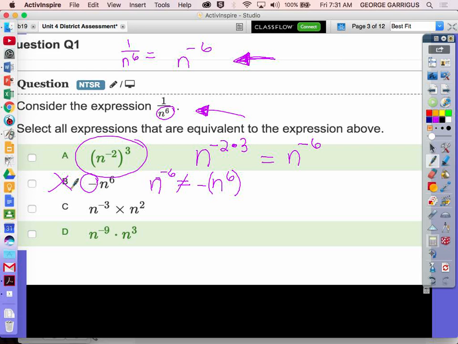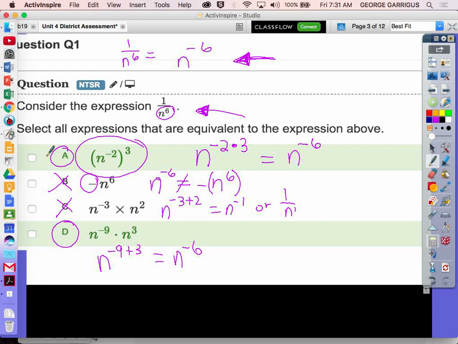Here, when the bases are the same, the rule says let's add the exponents, -3 plus 2. Well, when I add those together, I get n to the -1, or 1 over n to the 1st. That's definitely not the same. So let's apply the rule to D. -9 plus 3. If you have access to a calculator, you can plug in -9 plus 3 to get n to the -6. Again, another really tricky thing here, because you're given 1 over n to the 6, but knowing that you have to change it to n to the -6.